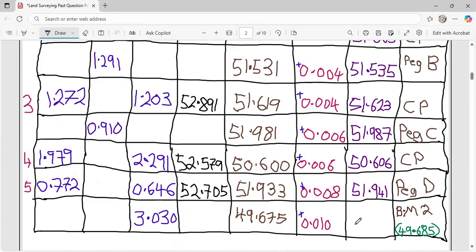49.675 plus 0.010, which is equal to what? 49.685. Very good. Very, very good.